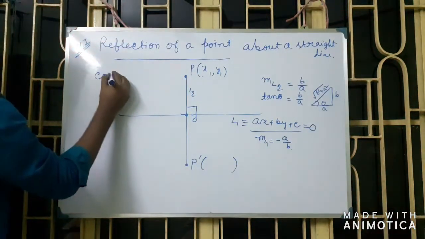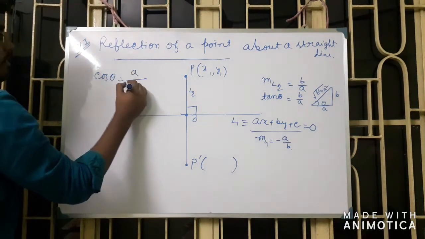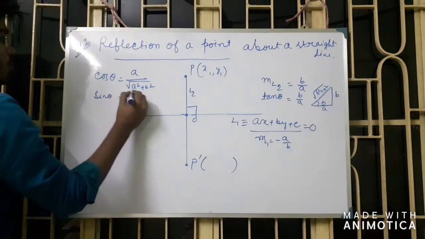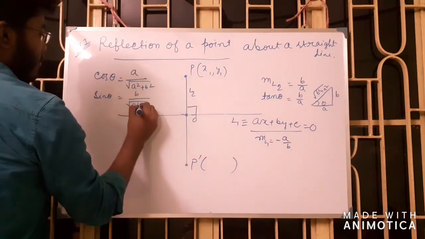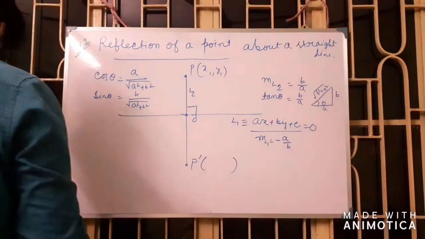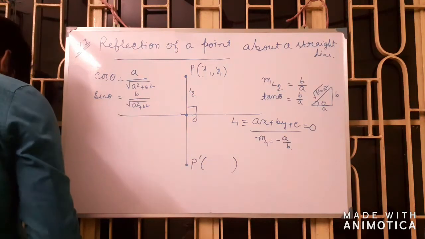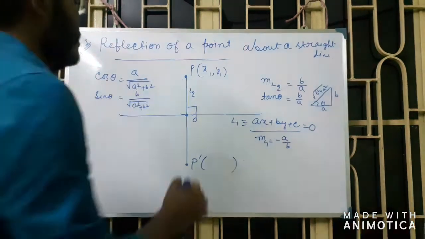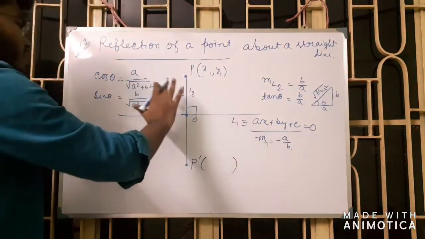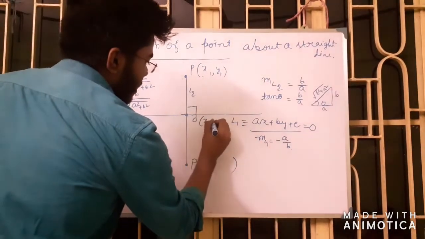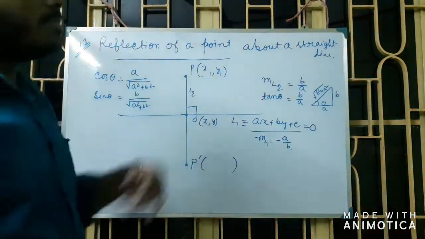If this is theta, then tan theta is b by a. Then what is the value of cos theta? a by root over a square plus b square, and sin theta is equal to b by root over a square plus b square. Okay, so the thing is that we have already learned the distance d, or let's say L2. And this is, let's say, (x, y). (x, y) is satisfying this equation ax + by + c = 0.